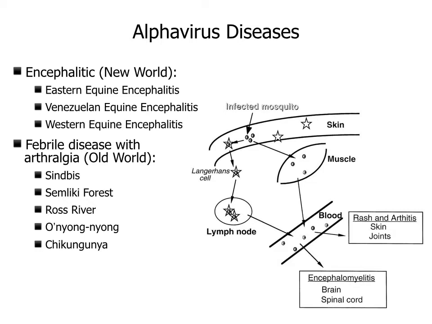The virus is delivered extravascularly by an infected mosquito and infects local muscle cells or Langerhans cells in the skin. Langerhans cells can carry virus to local lymph nodes. The virus is delivered to the blood and spreads to target tissues such as skin, joints, and the central nervous system, in addition to distant muscle and lymphatic tissue.